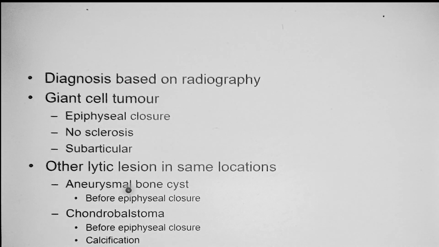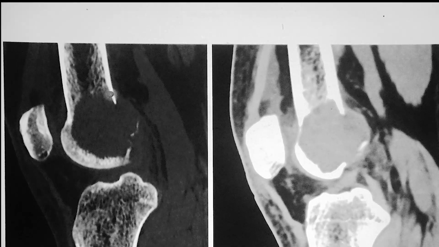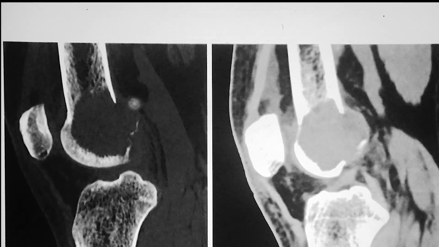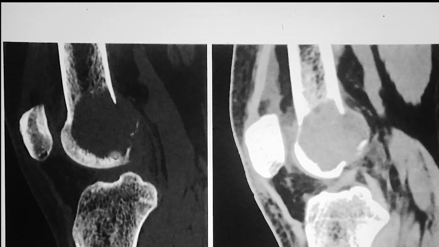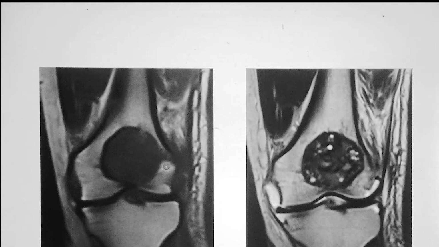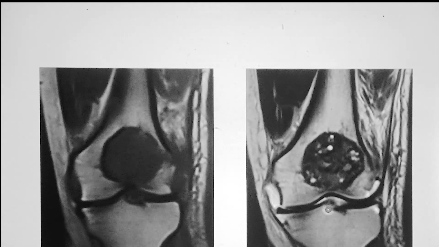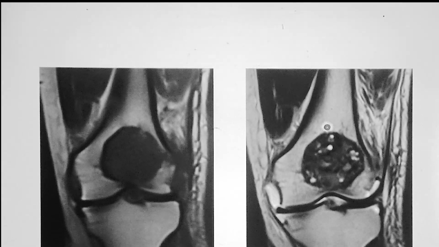The CT was done for the same patient. There is a break in the cortex, and the tumor is extending into the soft tissue. You have this articular involvement. This is T1, T2 weighted imaging. On X-ray we don't see it there.